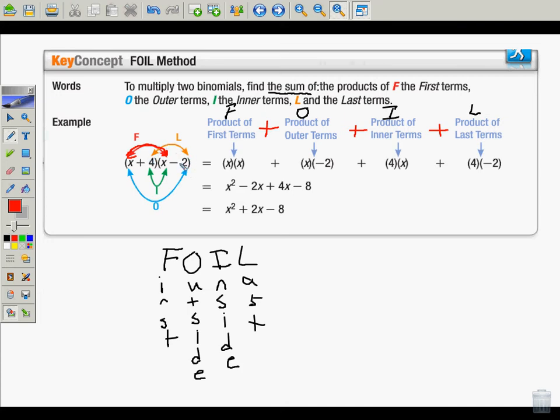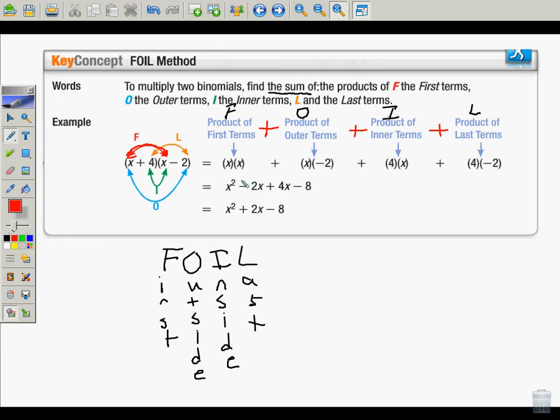As long as you follow this FOIL method, first times first, outside times outside, inside times inside, last times last, you can multiply binomials without too much work. Then you notice we get x times x is x squared. And then you may be wondering, where are these minus signs coming from? I thought we were adding everything.